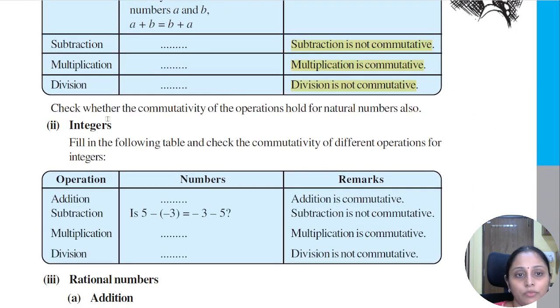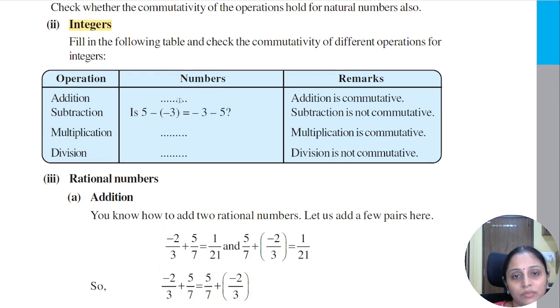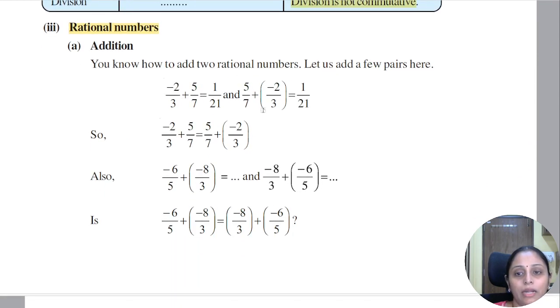And when we come to integers, again in the table they have left a few blanks. As an exercise, you can simply take any two integers and check like we have just done. So here also you will see that addition is commutative, subtraction is not commutative, multiplication is commutative, division is not commutative, right? And then comes our rational numbers, where we have to carefully take the LCM and add and see.